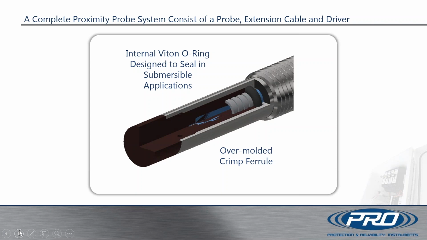CTC builds all of our products to withstand harsh industrial environments. There is an internal Viton O-ring designed to seal in submersible applications. We also include an over-molded crimp ferrule. This allows our probes to be rated for IP68 standard off the shelf.